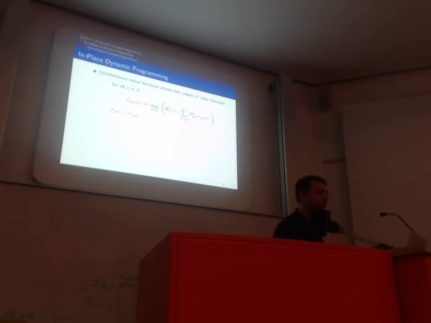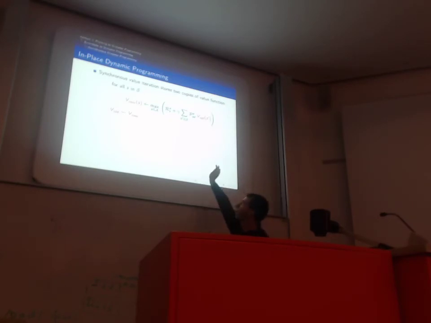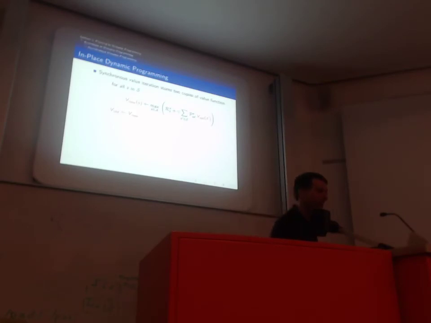So the idea of in-place dynamic programming is just to change that. So this is how we loop through all states, and we make sure that we're doing it effectively in parallel. So this is how to do synchronous dynamic programming.